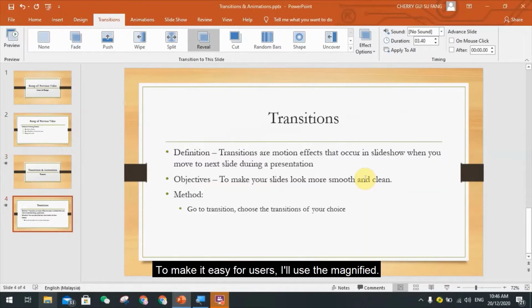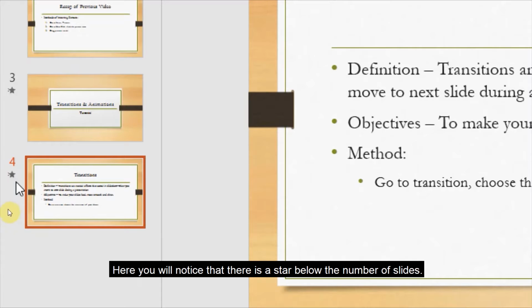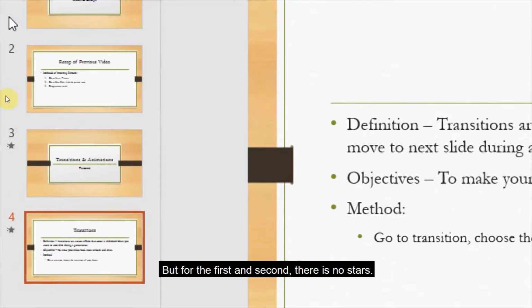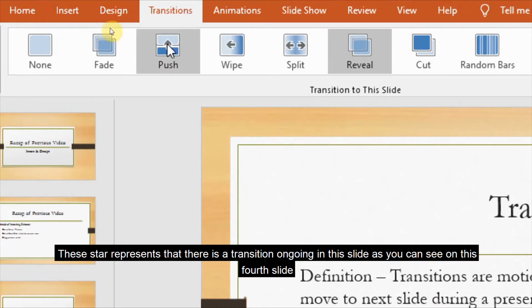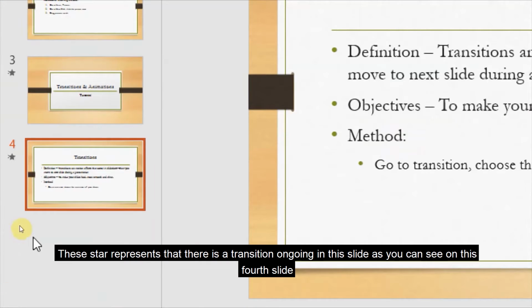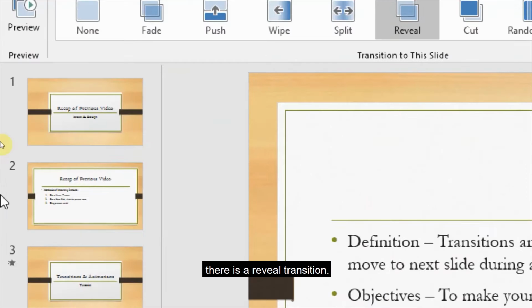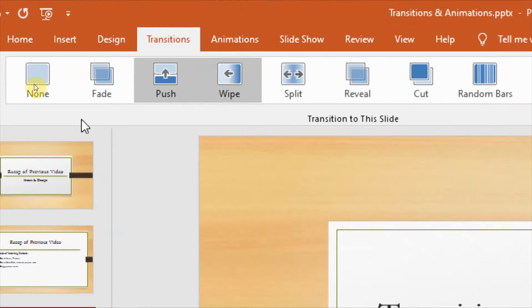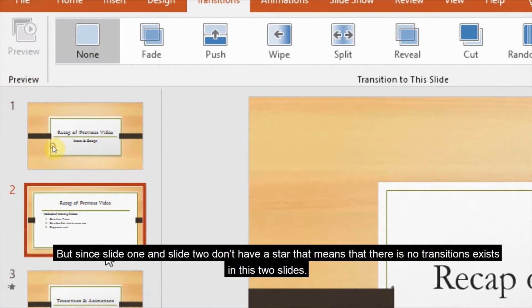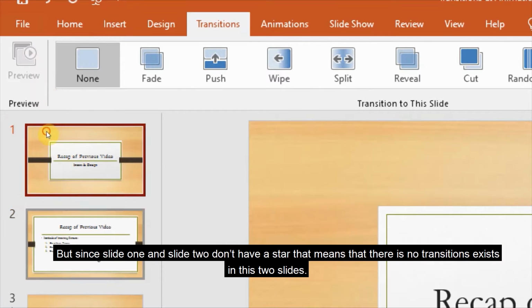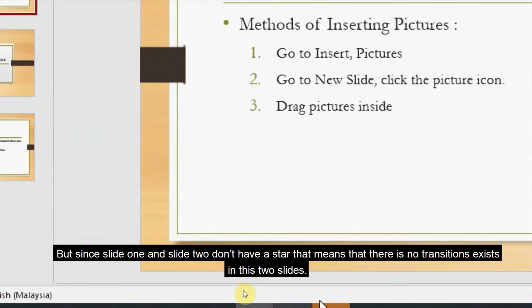To make it easy for the user, I'll use the magnifier. Here you will notice that there's a star below the numbers of slides, but for the first and second there's no star. This star represents that there's a transition on this slide. As you can see on this fourth slide, there's a Reveal transition, and for the third slide it is Wipe. But since slide 1 and slide 2 don't have a star, that means no transition exists in these two slides.